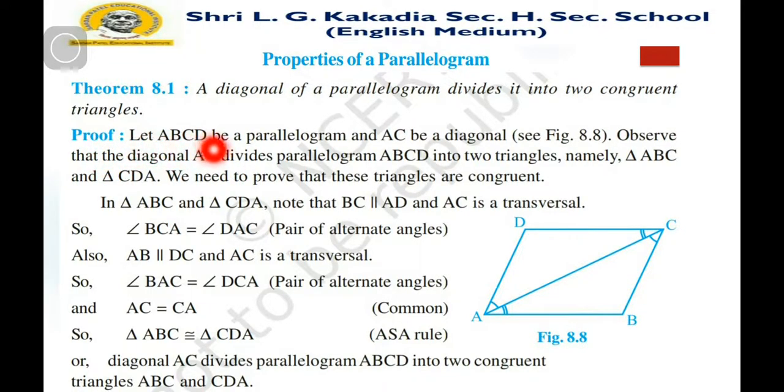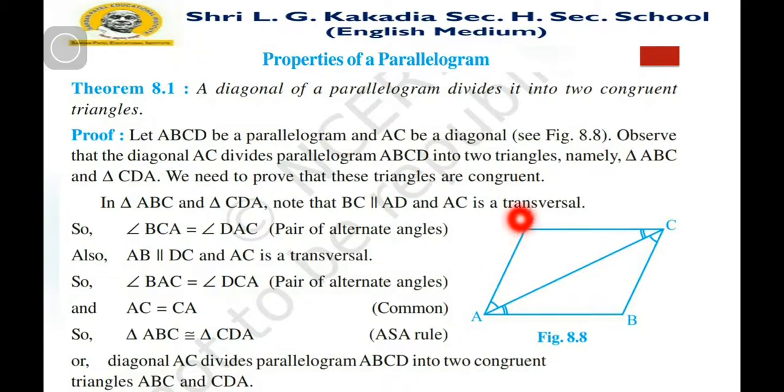Proof: let ABCD be a parallelogram and AC be a diagonal. As you can see in the figure, the diagonal AC divides parallelogram ABCD into two triangles, namely triangle ABC and triangle CDA. We need to prove that these two triangles are congruent. For that, in triangle ABC and triangle CDA, note that BC is parallel to AD.